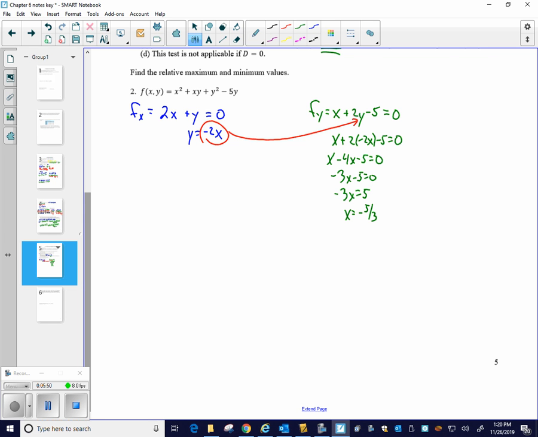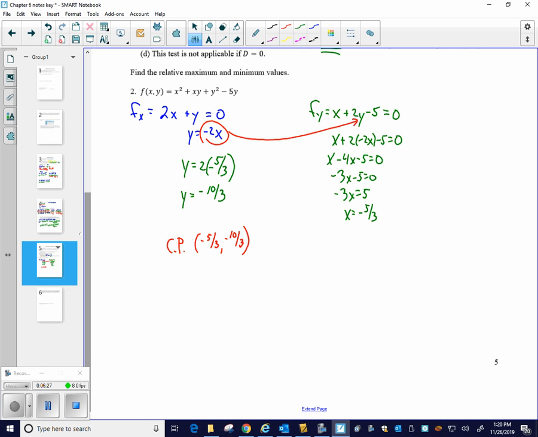So I'm going to take that 5/3 and I am going to plug that back in here for x. So then the y value of my critical point would be negative 10/3. So after all that, my critical point is going to be the point negative 5/3. That is supposed to be a 5. Negative 10/3.